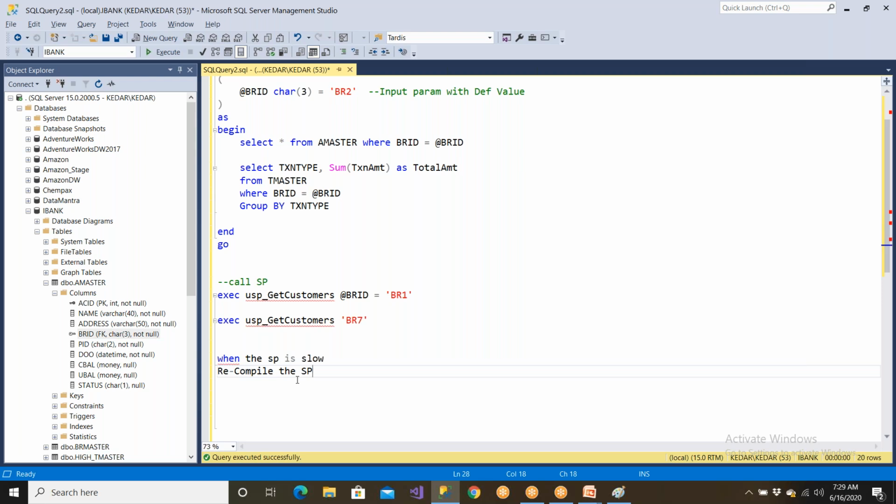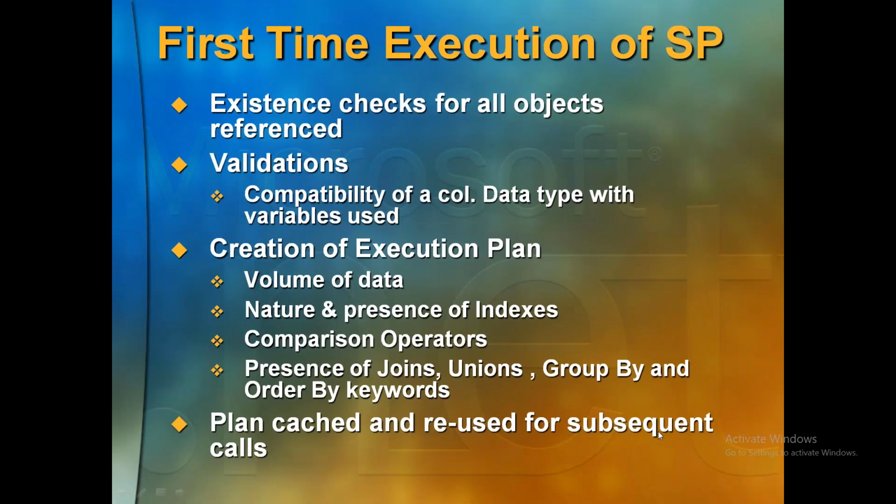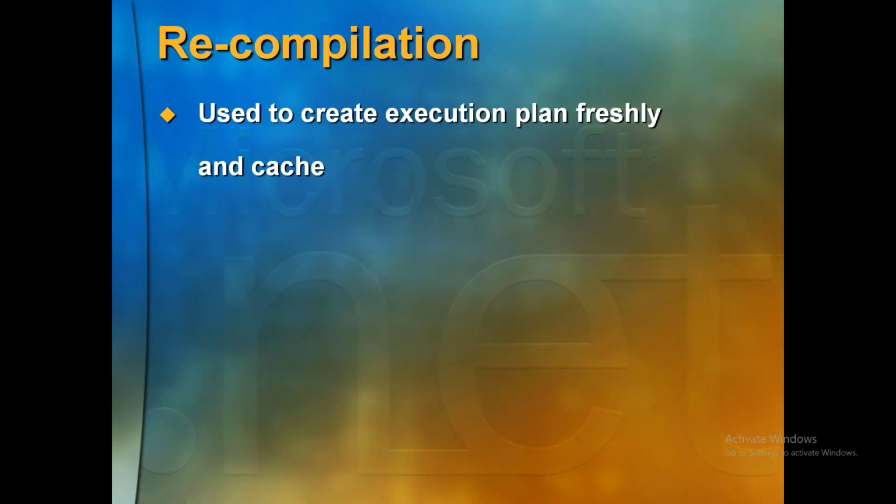Because the procedure was executing perfectly fine till yesterday. Today, if I execute the stored procedure and it is taking more and more time, that means the cached plan is not being used properly. Now I have to choose a different plan. If I want to choose a different plan, I have to say recompile stored procedure. If I say recompile stored procedure, what will happen? It creates the execution plan freshly and caches it.